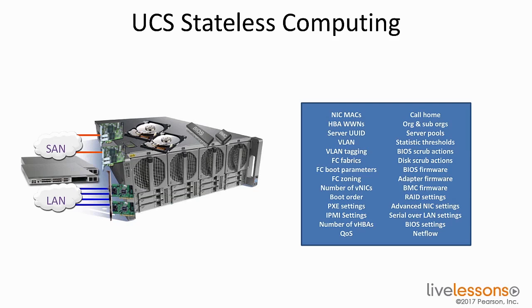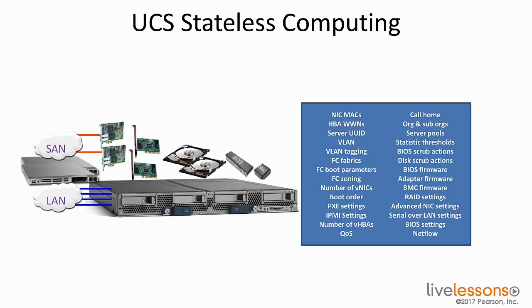So if I have the identity of that server in a profile and I have things like MAC addresses in that profile and server IPs in that profile and WWNs for storage in that profile and QoS settings and boot order settings and RAID settings, all that stuff is tied into that profile, then I can switch that hardware out anytime I want because all the settings are kept in that profile and the identity of that server follows that profile. And this is the concept that UCS is built on, stateless computing.